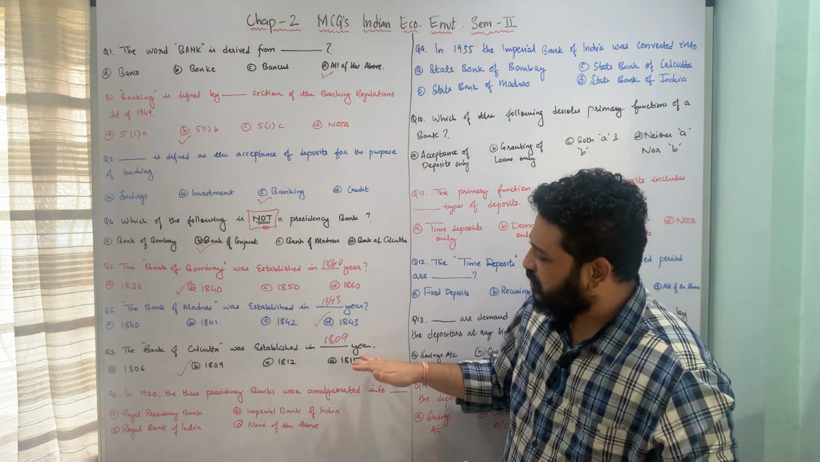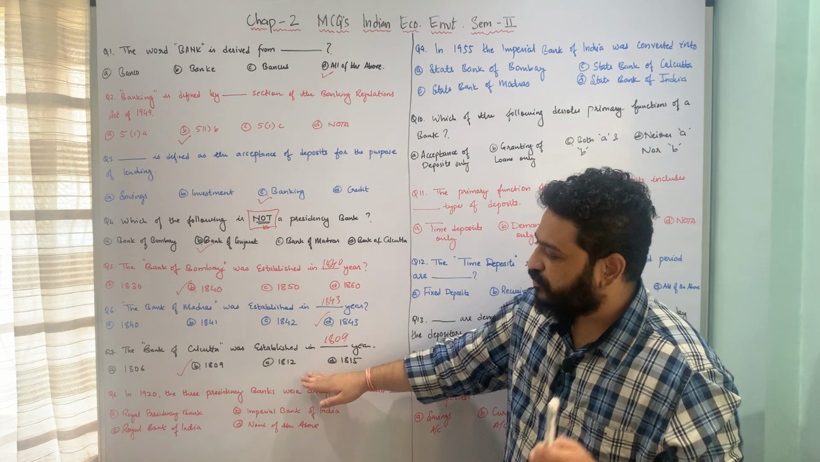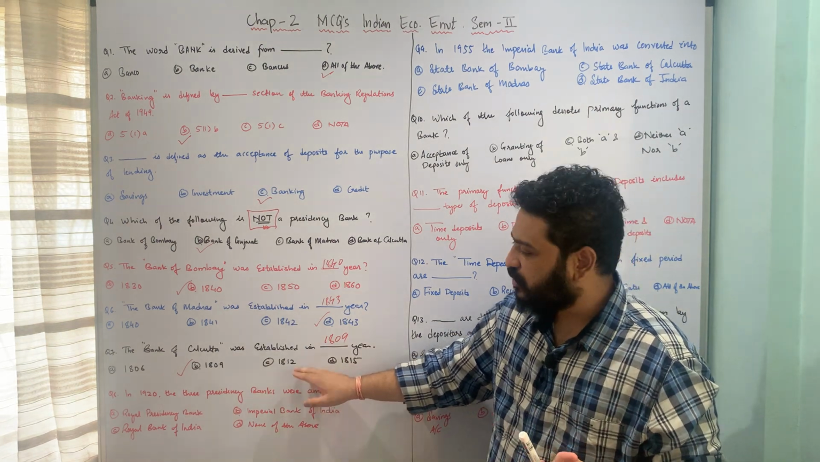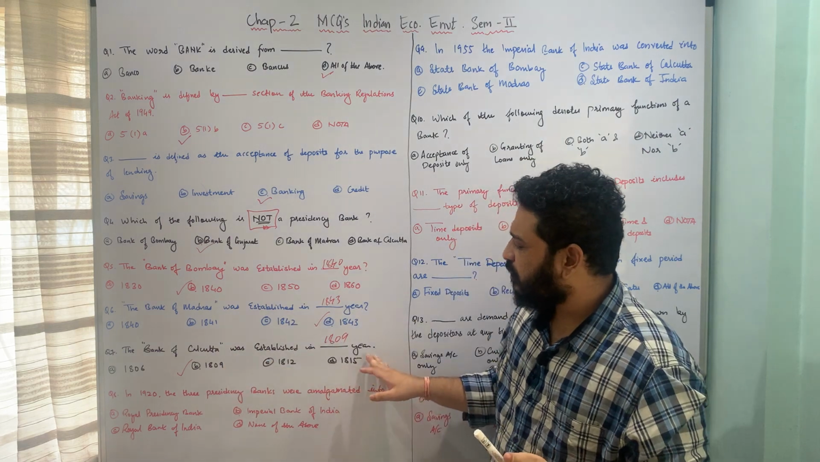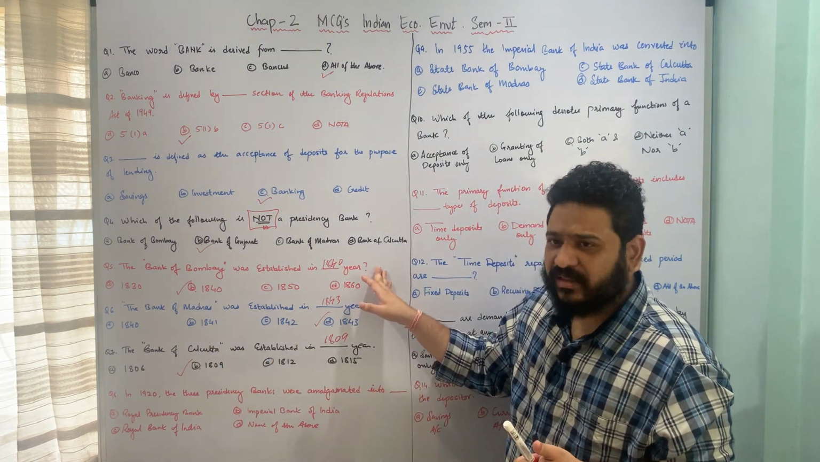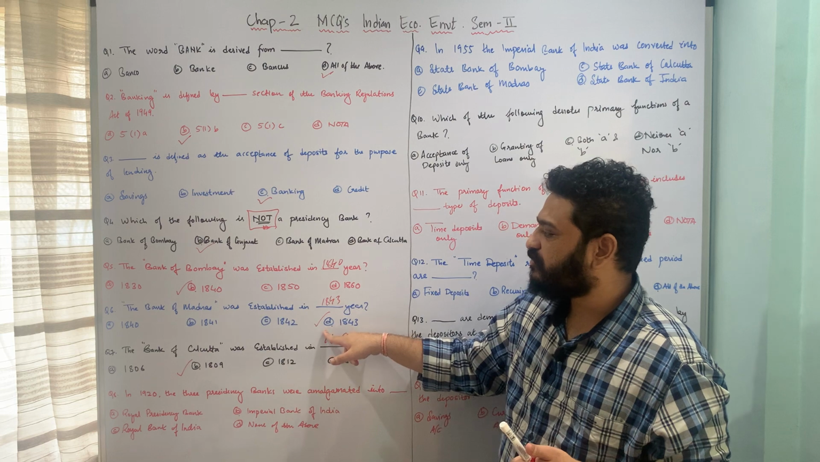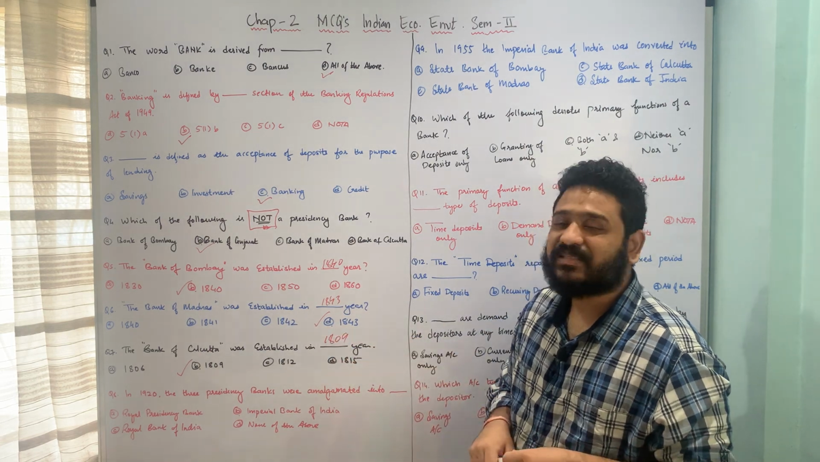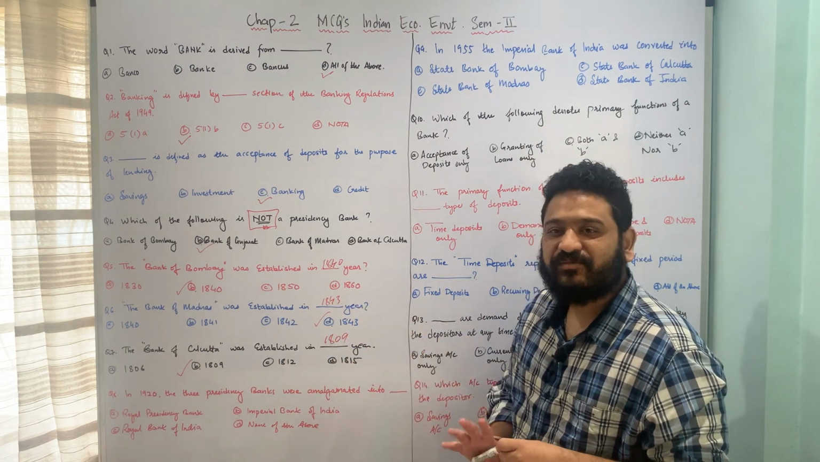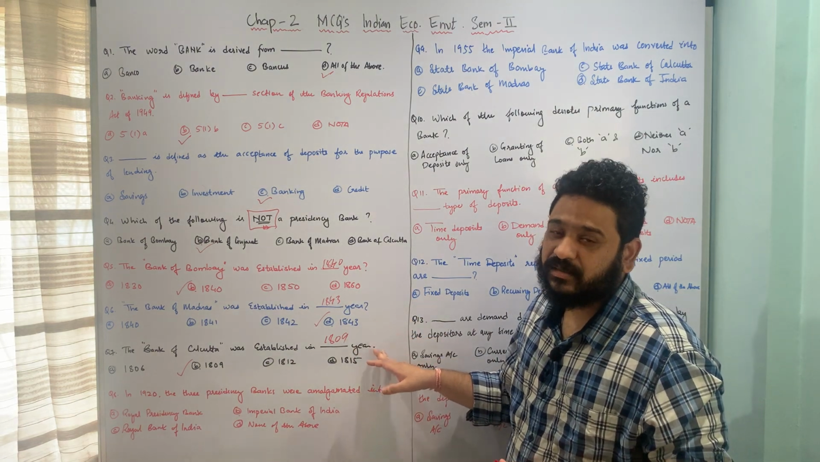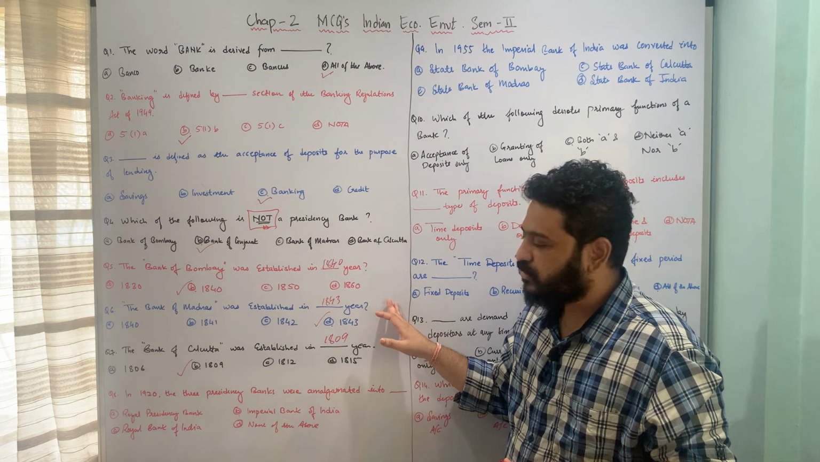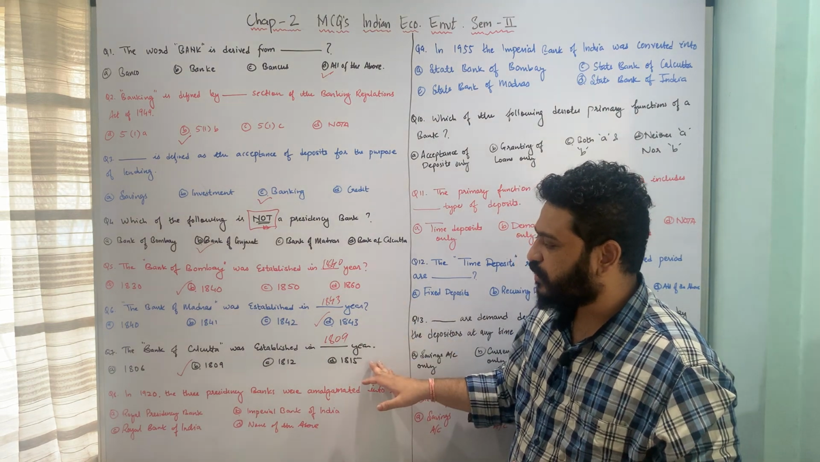So here you can see the chronology: the first presidency bank was established in the year 1809 and it was the Bank of Calcutta. Then we have Bank of Bombay in the year 1840, and then we have the third presidency bank, the Bank of Madras, in the year 1843. Very important institutions as far as the banking history in India is concerned. So I hope these three questions are pretty much clear.